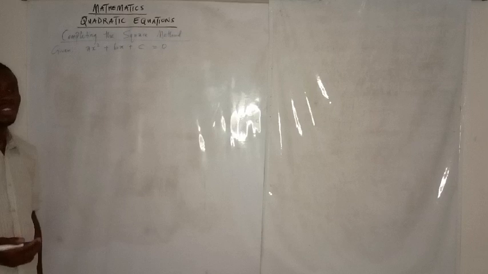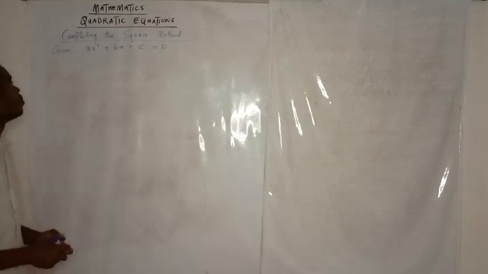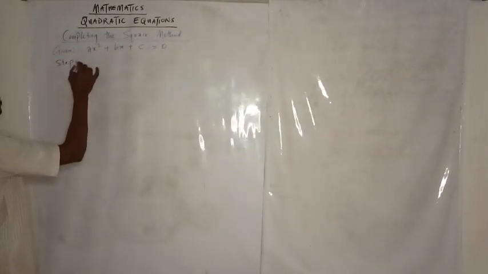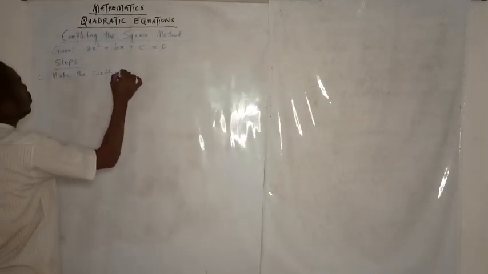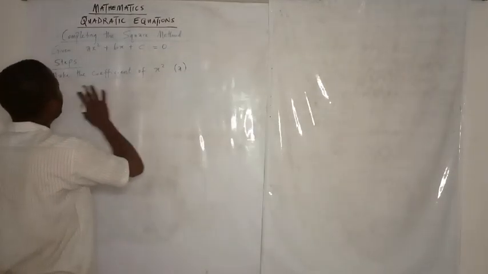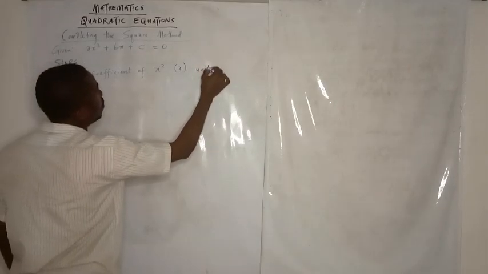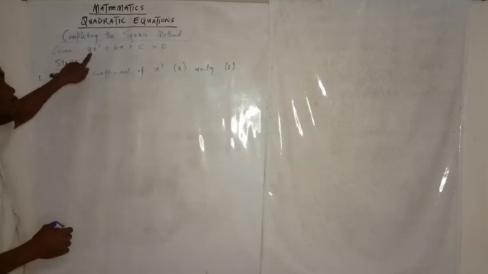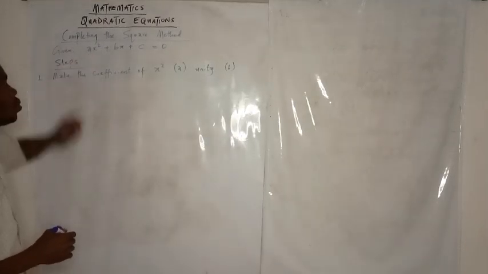So the first thing we do is, I'm going to give you the steps one after the other. The first step is to make the coefficient of x squared, that is a, unity. The coefficient of x squared is a, so make the coefficient of x squared 1. So the first step is to make sure that your a is equal to 1.